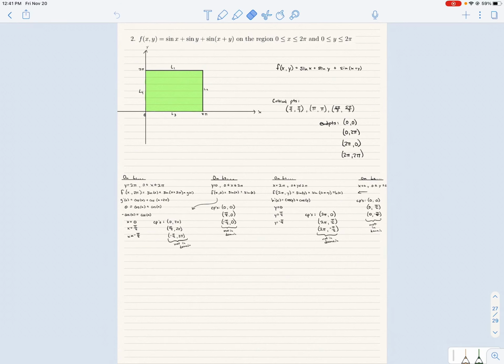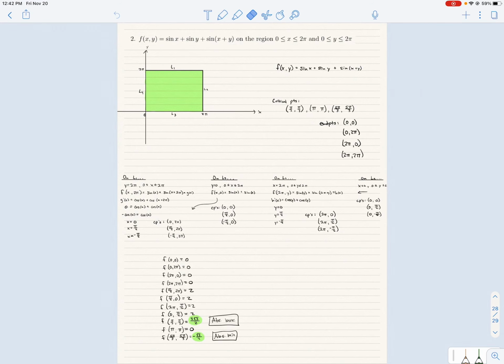Just as we did earlier, we can look at each line, plug in either x or y as a constant, take a derivative of that new function, and then set it equal to 0. So then we have our critical points on each line, and we can ignore the ones with negative values because they aren't in our domain.